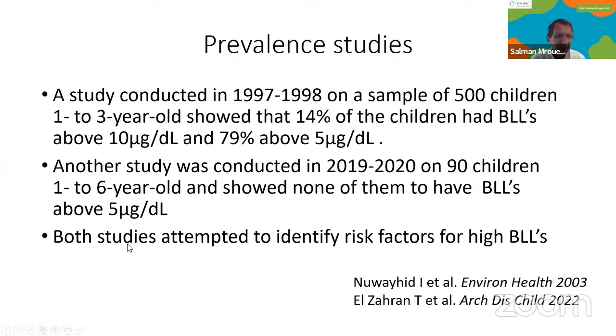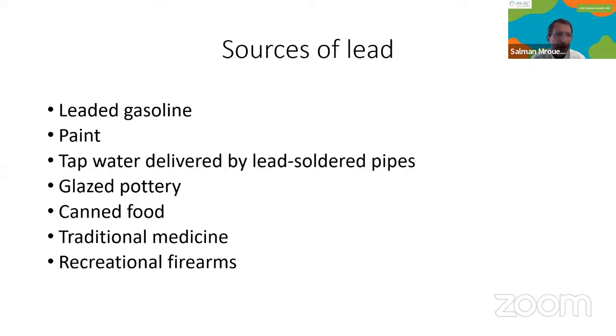Both studies attempted to identify risk factors for these high levels. Now, the sources of lead here are leaded gasoline, paint, tap water delivered by lead-soldered pipes, glazed pottery, canned food, traditional medicine, and recreational firearms. These are mostly what other studies have shown. Now, we don't have any heavy industries or any mining that would account for environmental exposure to lead.